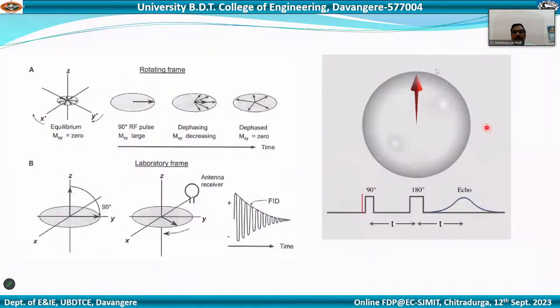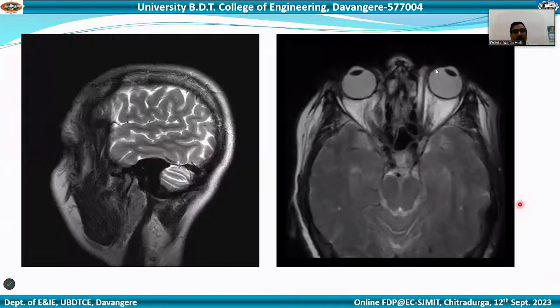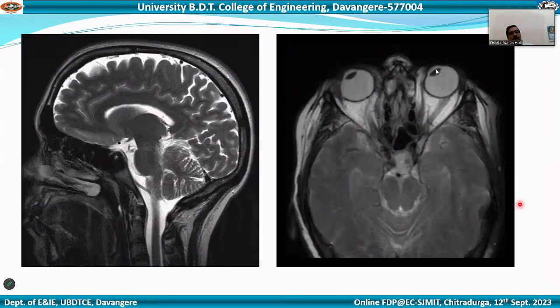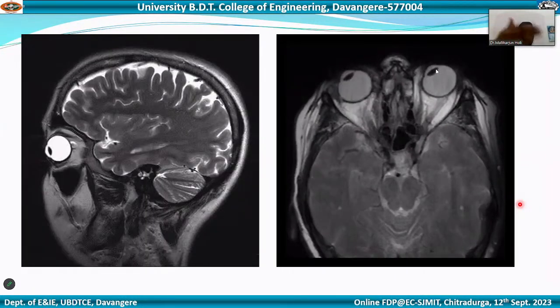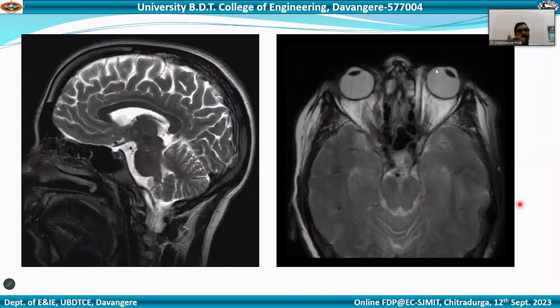So this is the particular process. You can see the animation, 180 degrees out of phase. Then once you remove the pulse, we get an echo. That free induction decay signal comes, which you are going to process. So this is the MRI system. This is how MRI images look. You can see the various slices of the MRI that we can visualize.